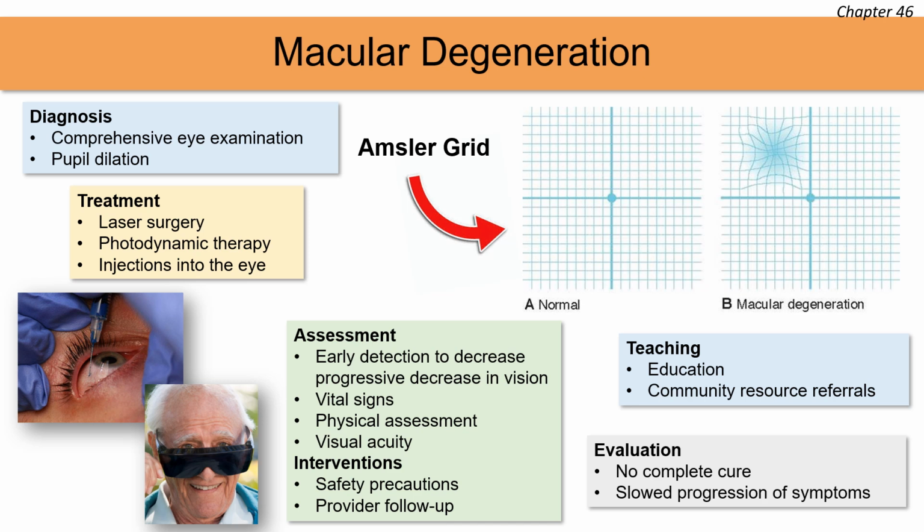Okay, so for diagnosing macular degeneration, again, a comprehensive eye examination that includes pupil dilation so they can take a look inside that eye. The three most common procedures or treatments for macular degeneration are laser surgery, photodynamic therapy, and injections directly into the eye. One thing to note is that there is no cure for macular degeneration, and even if the patient gets all of the treatment, it still may progress and the patients may still experience vision loss.